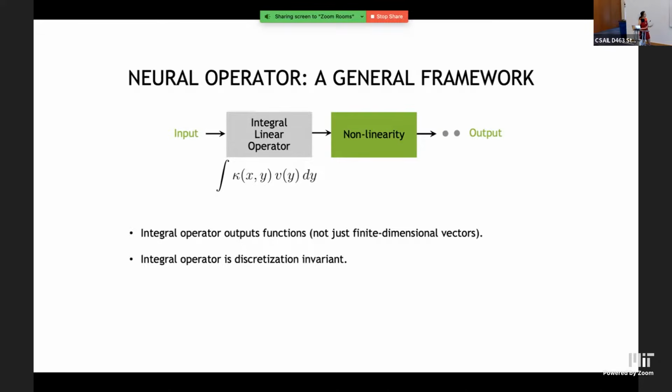But right now, the general framework is we have a block that computes integral linear operator, and with nonlinear compositions of this, end to end, we can come up with an approximation of any operator of interest. For instance, it can be the solution operator of any family of PDEs.